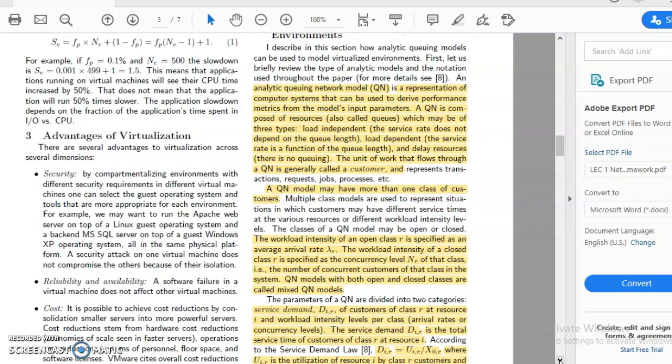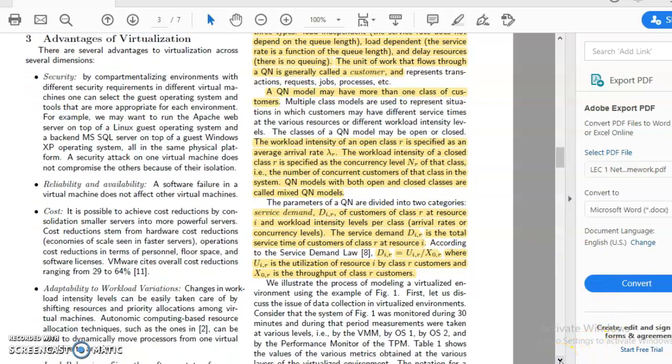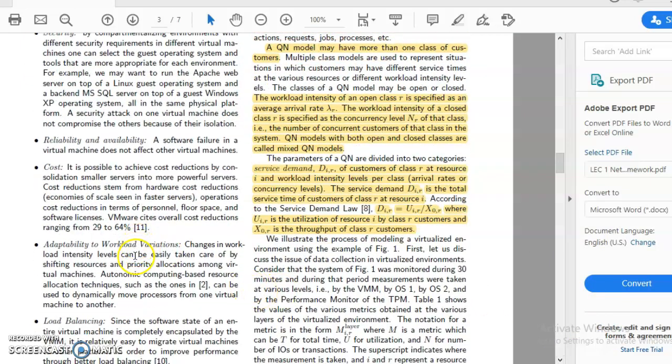Now comes the advantages of virtual machines. The first is security: by compartmentalizing environments with different security requirements in different machines, one can select the guest operating system and tools that are more appropriate for each environment. Then reliability and availability: a software failure in a virtual machine does not affect other virtual machines. Cost: it is possible to achieve cost reductions with smaller servers. Adaptability to workload variations: changes in workload intensity can be taken care of by shifting resources and priority allocations.